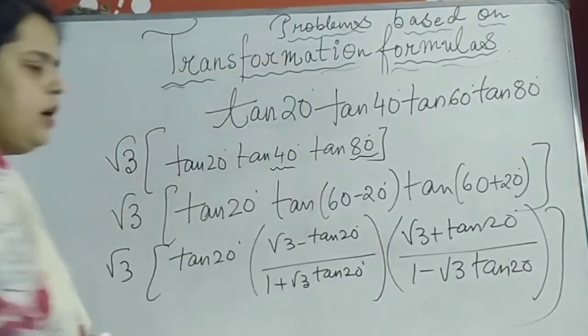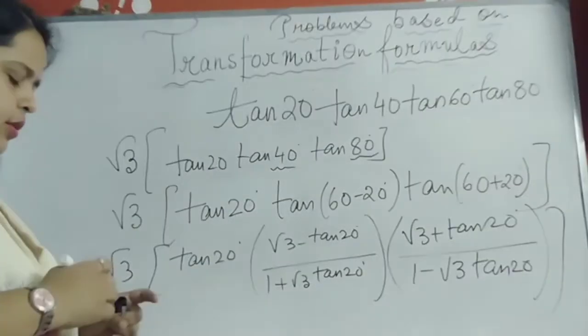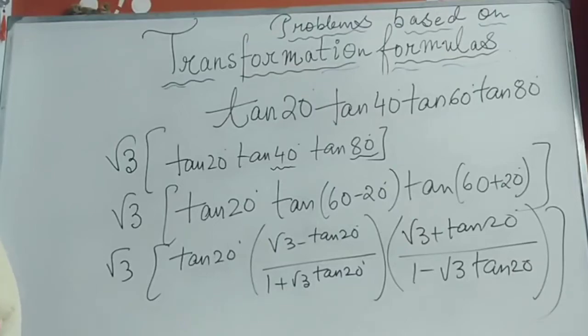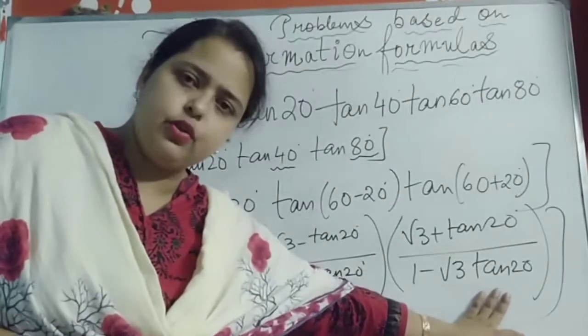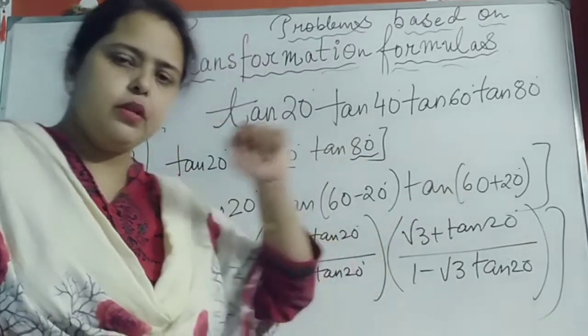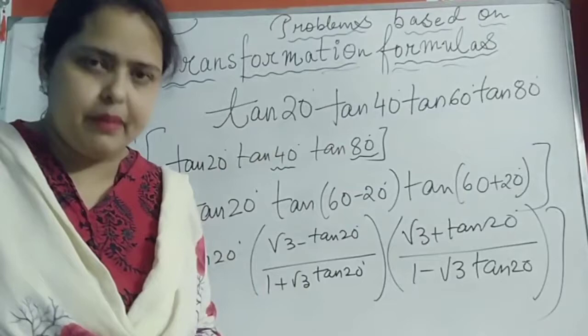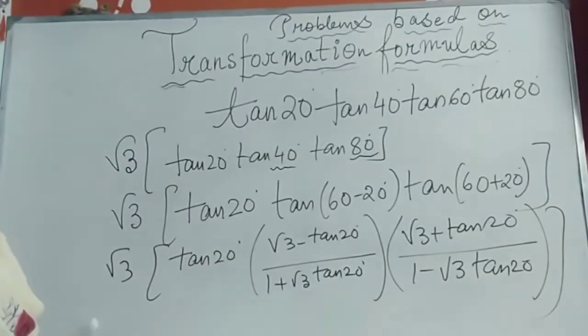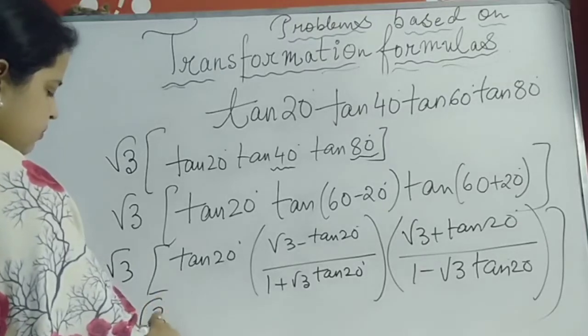See children, this is a mere application of the compound angle formula of tan of A minus B into tan of A plus B. Now, what is the resultant of the product? In the denominator, don't you think we are getting A plus B into A minus B? Same is the case in the numerator, A plus B into A minus B. So, here it goes.